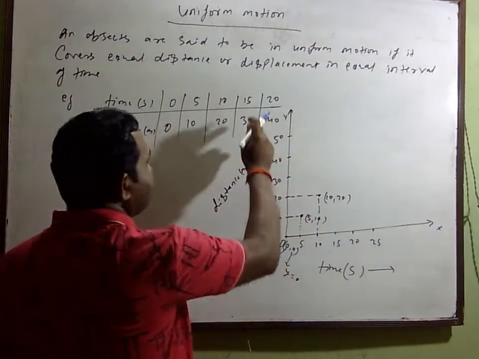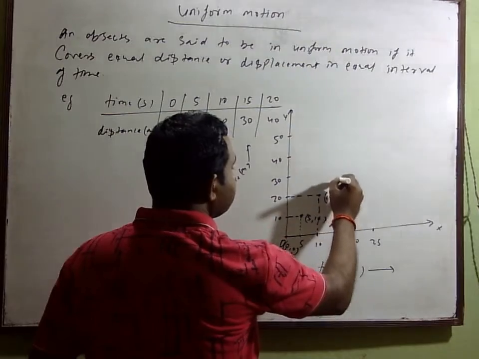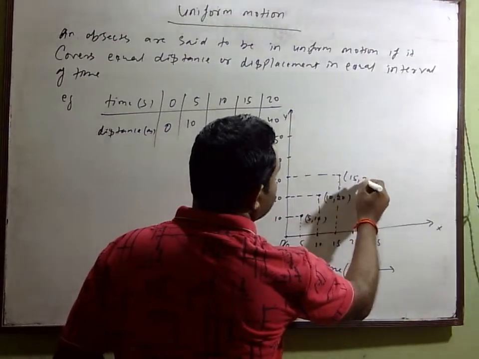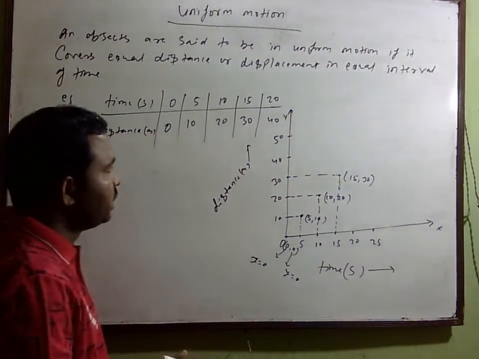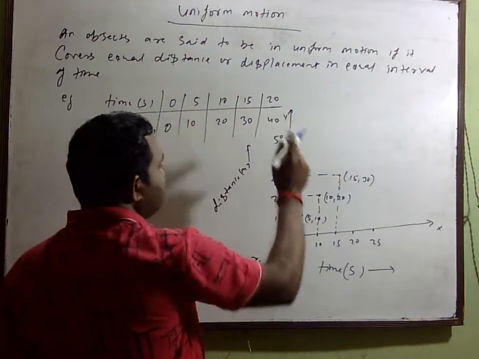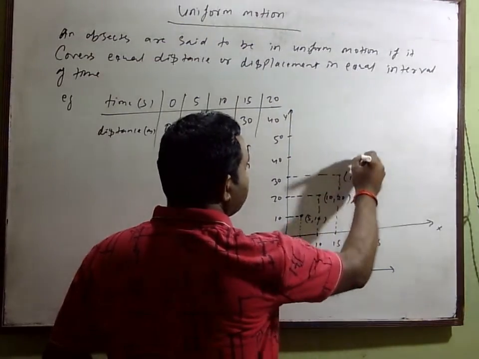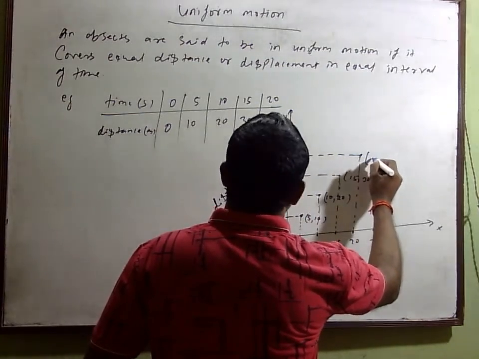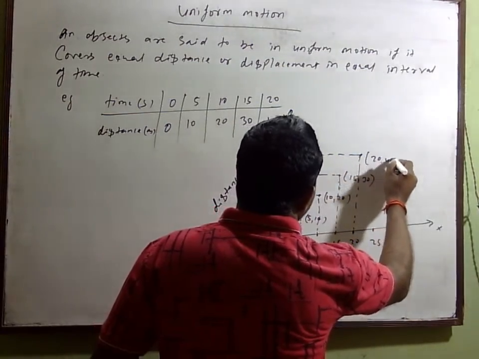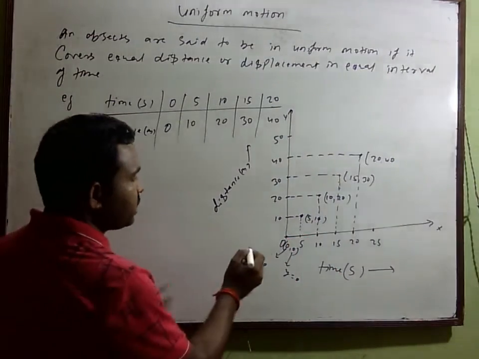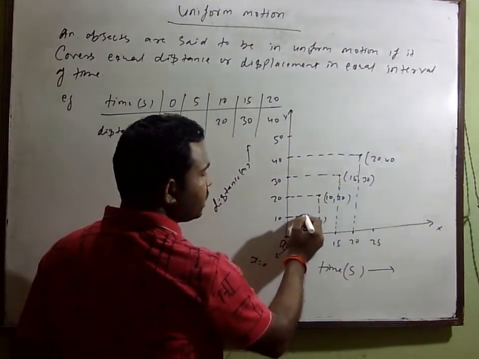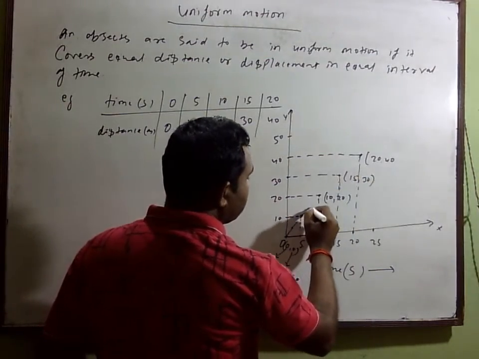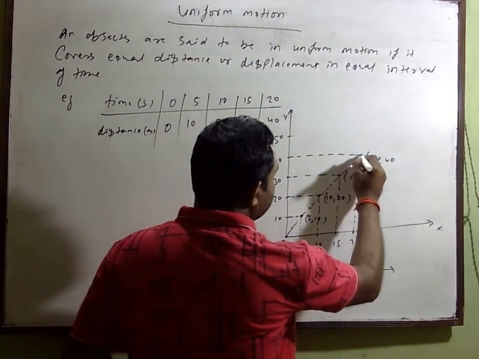Another you have 15 and 30. This is the 15 and that is the 30. You can write here 15 and 30. One more point is given. Time is 20 seconds, 20 is here, and the distance here is 40. Join these points and write their coordinates also. So 20 and 40. Now you can see here is one point, another intersection point, and here is also one. So all these points you can join with the help of your scale.